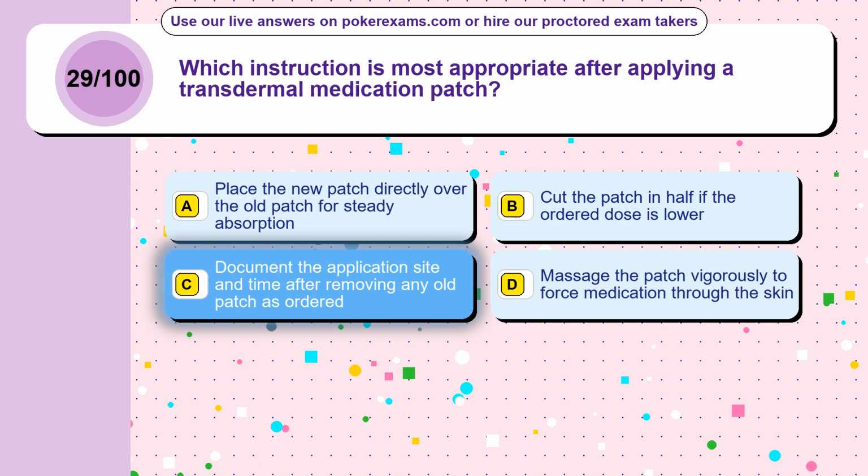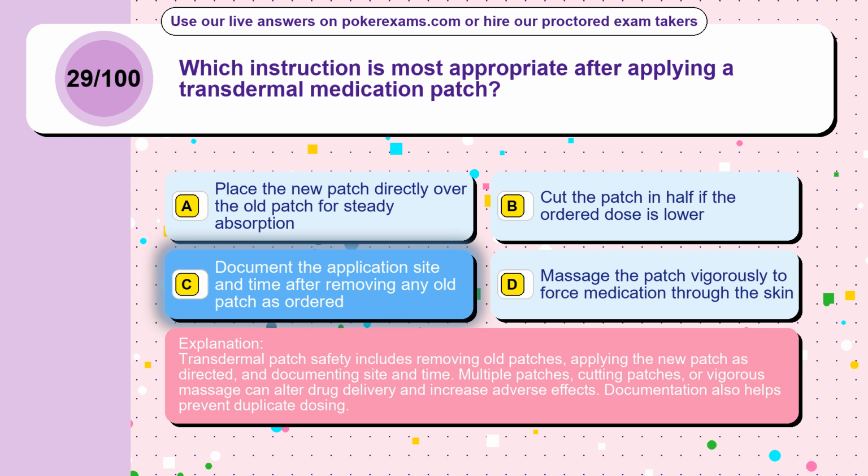The correct answer is option C, document the application site and time after removing any old patches ordered. Transdermal patch safety includes removing old patches, applying the new patches directed, and documenting site and time. Multiple patches, cutting patches, or vigorous massage can alter drug delivery and increase adverse effects. Documentation also helps prevent duplicate dosing.